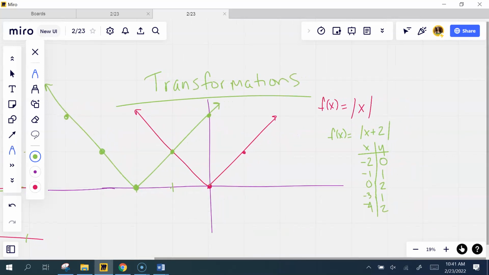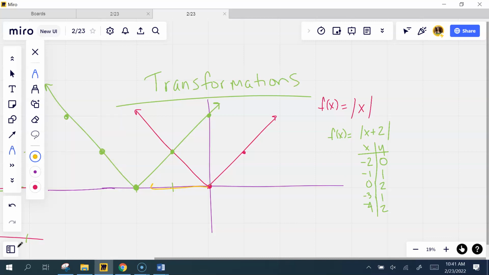How does it look different? It looks literally like I just slid it over, right? In fact, it looks like every point just slid over. How many? Looks like they all slid over 2. Do you agree with that?